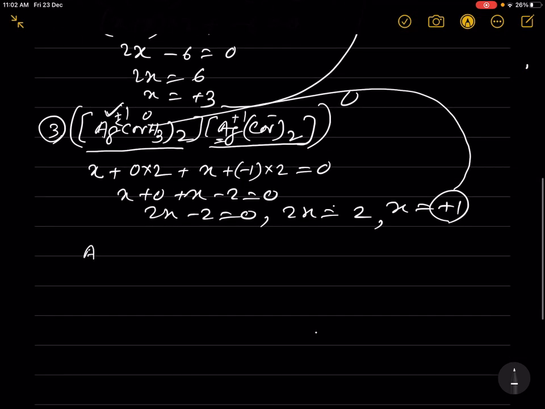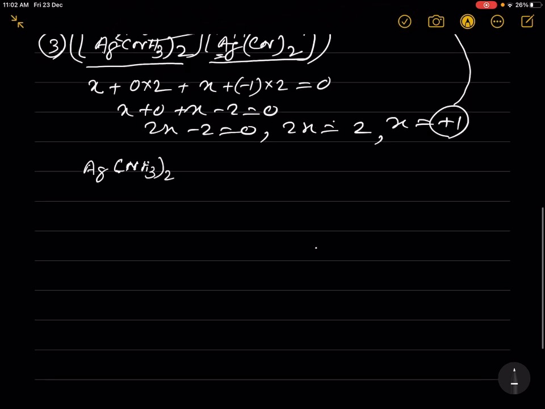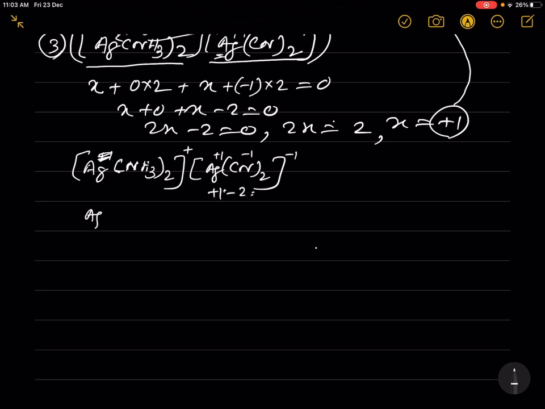Then you see [Ag(NH3)2], plus 1 means the charge on it is also plus. For [Ag(CN)2], this is plus 1, this is -1 into 2, so plus 1 minus 2 is equal to minus. So [Ag(NH3)2]+ and [Ag(CN)2]-. For this one it is +1, for this one it is -1, for 2.